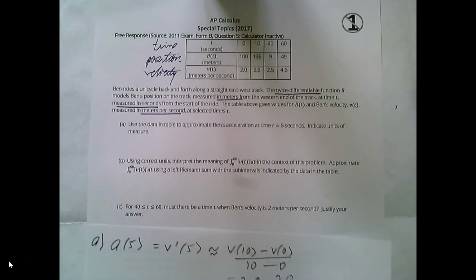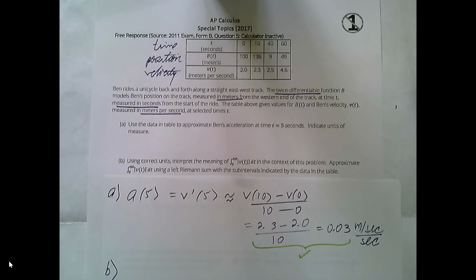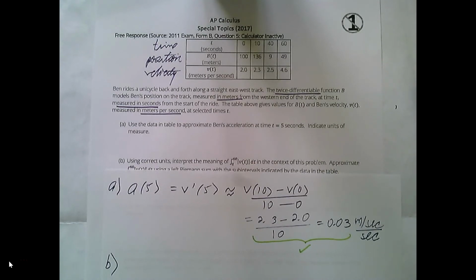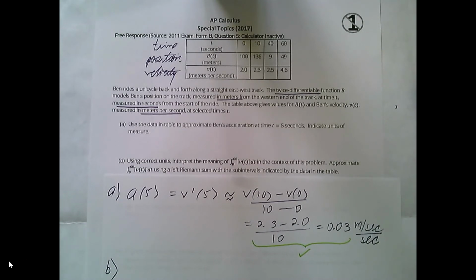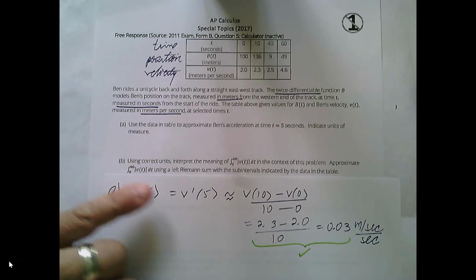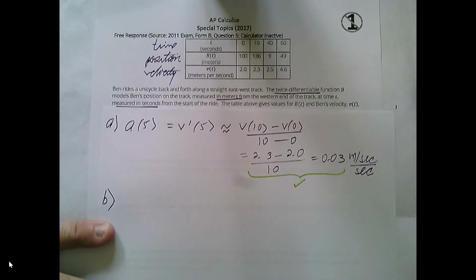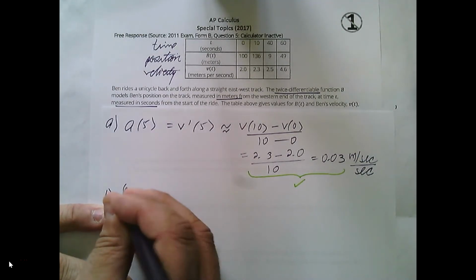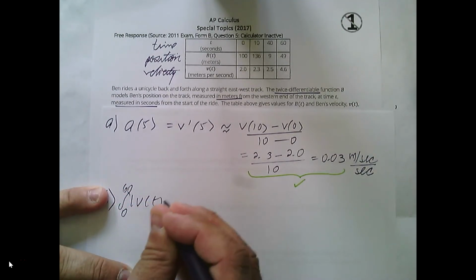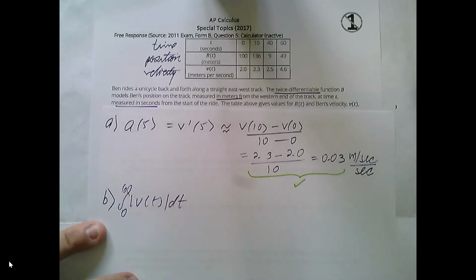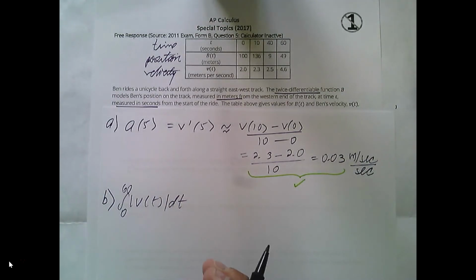All right, part B. Using correct units. Aha, I told you, units. Interpret the meaning of the integral from 0 to 60 of the absolute value of v of t dt in the context of this problem. Approximate this integral using a left Riemann sum with the subintervals indicated by the data in the table. Okay, let's pull it all together. So I want the integral from 0 to 60 of the absolute value of the velocity with respect to t.